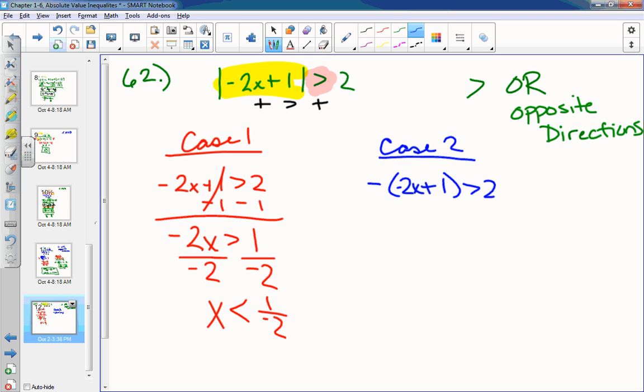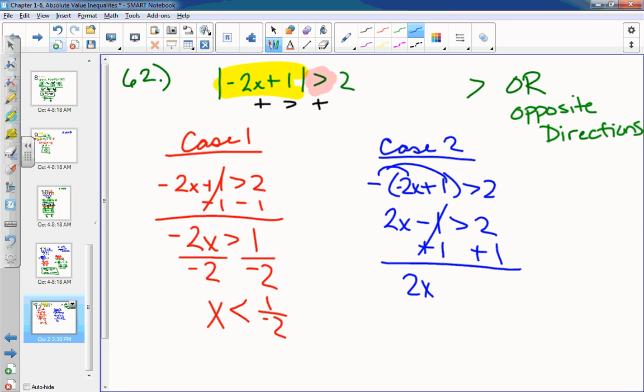So I'm going to distribute this. So that gives me 2x minus 1 is greater than 2. Add the 1. 2x is greater than 3. Divide by 2. x is greater than 3/2. I do not need to flip the sign there because I did not divide by a negative.